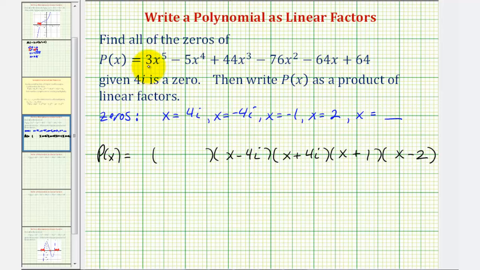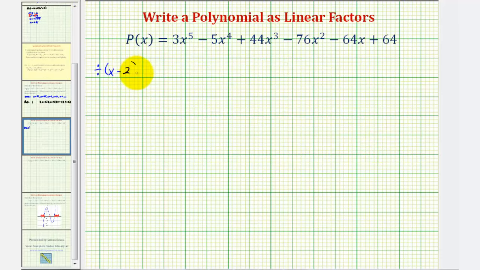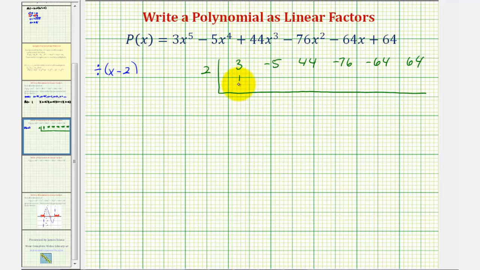So let's begin by dividing this degree 5 polynomial by this first linear factor, x minus 2. If we want to divide this by x minus 2, let's use synthetic division. We'll start with the 0 of 2, and then we'll list the coefficients, which will be 3, negative 5, 44, negative 76, negative 64, and 64. Go ahead and bring down the 3 to begin, and start multiplying by 2.